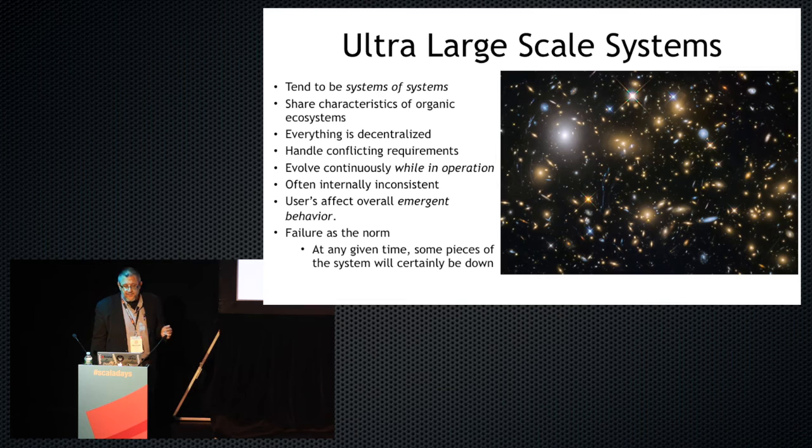They handle conflicting requirements. So there are actually two or three different ways of doing something within some of these ultra-large scale systems. They evolve continuously while in operation. I often use this analogy with my team. I say, the airplane's in flight, we've got a full passenger load, and we're going to replace the wing. Now, this is the impression you get when trying to modify an existing running system. And it's possible, but it's easier if you follow some of these things.